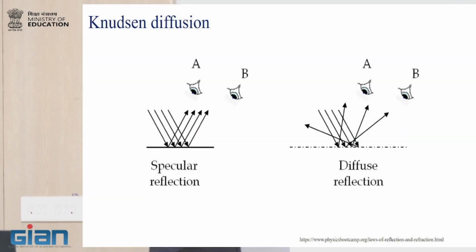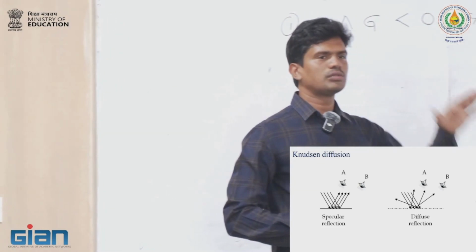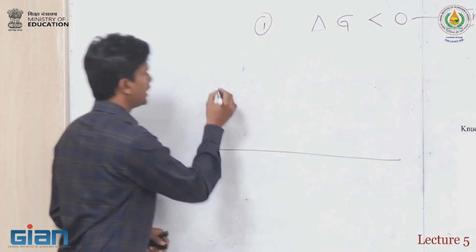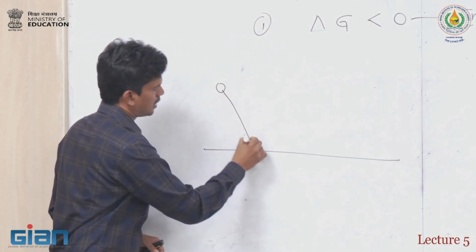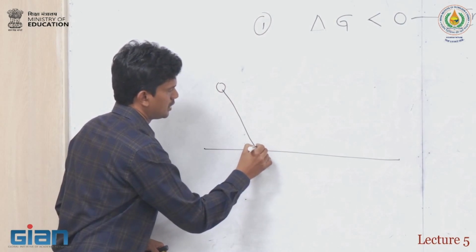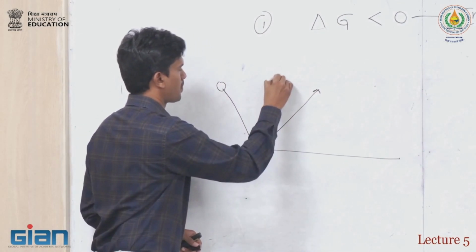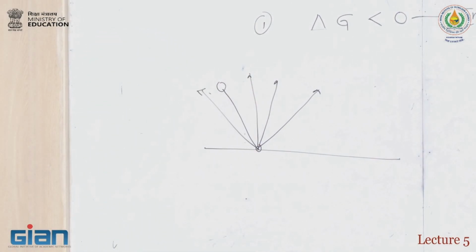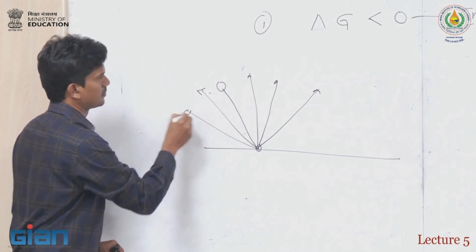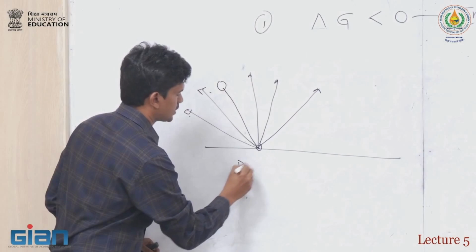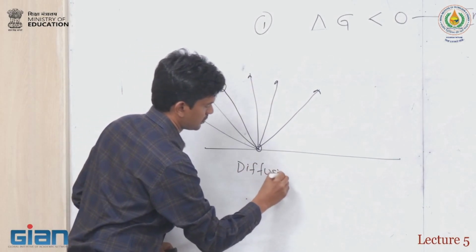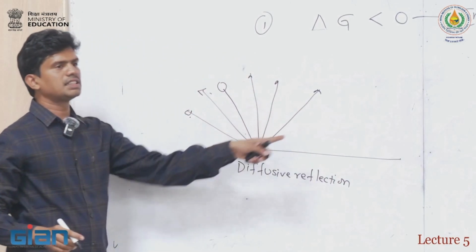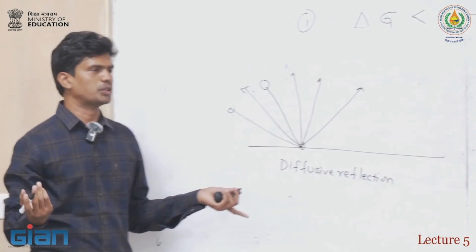But what we can see is what can happen when a molecule collides with the wall. For example, here we have a solid surface, and a molecule will come and collide with the wall. It can go in any direction. This is called diffusive reflection. That means for all these directions, it has equal probability. We never know where it will go.